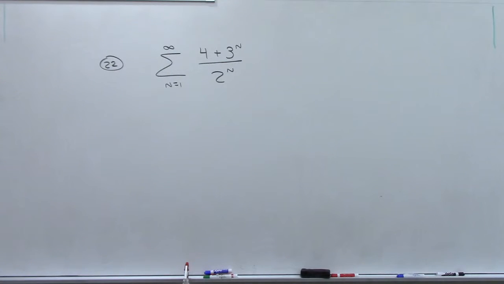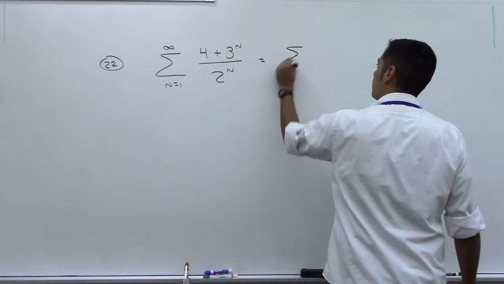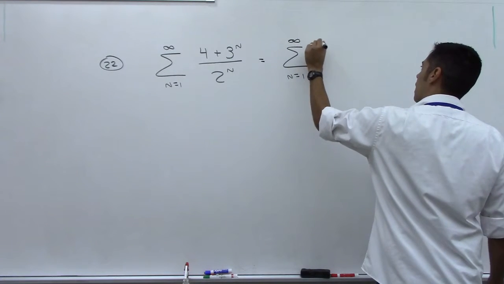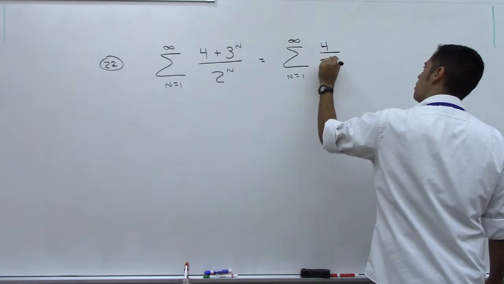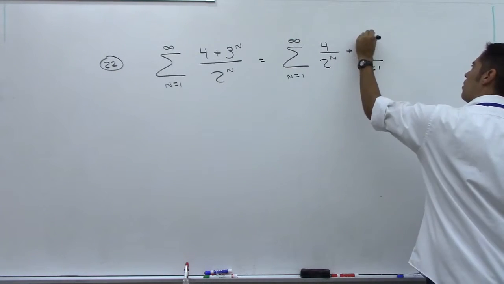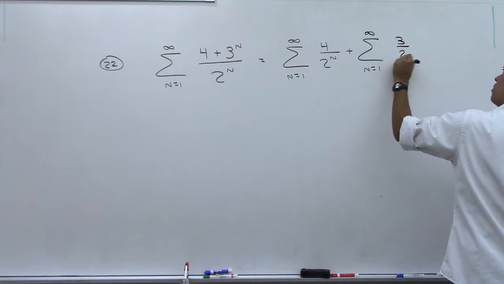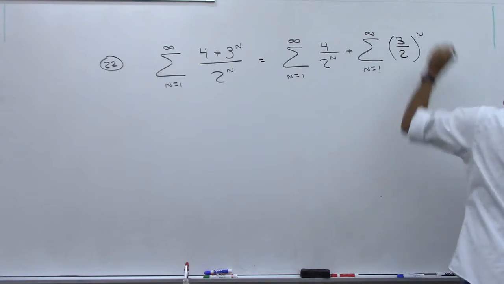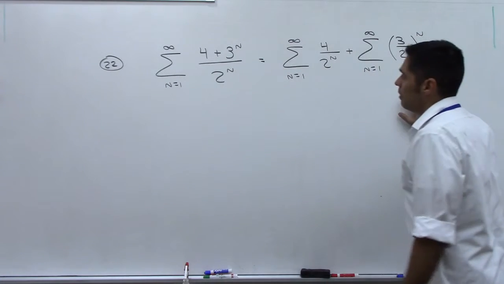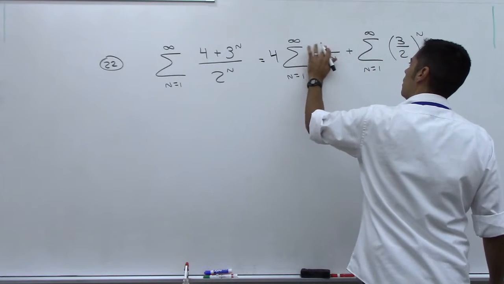Well, my instinct here is to try and split this up into 2 and make it like 4 over 2 to the n plus sum n equals 1 to infinity of 3 over 2 to the n. These were both to the n, so I put them together. And then over here, I could take this 4 out, make that a 1.